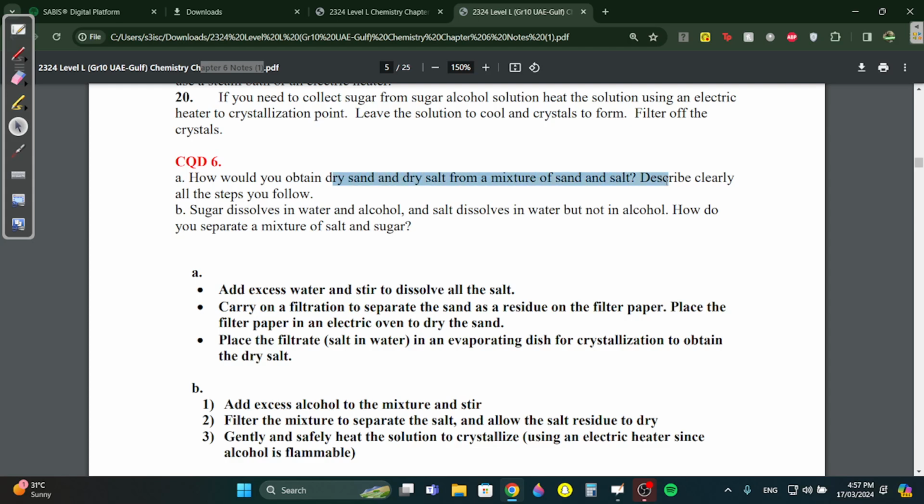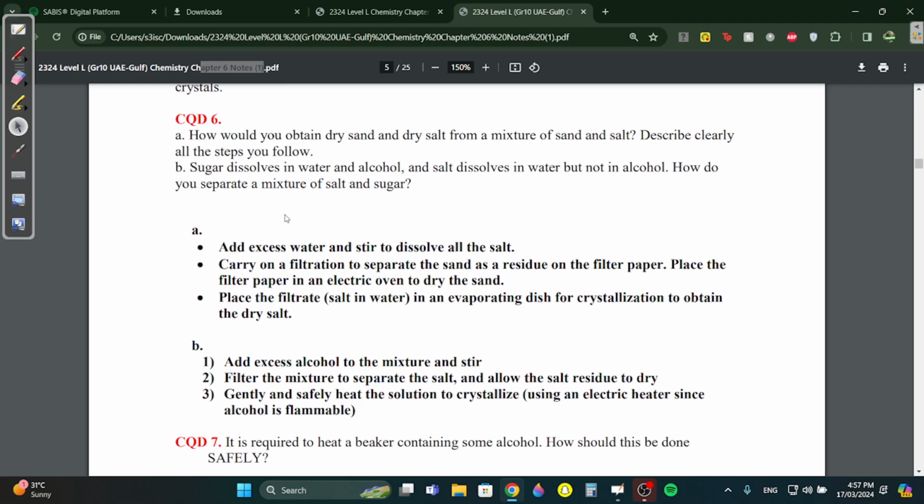How would you obtain dry sand from a mixture and dry salt from a mixture of salt and sand? You have to describe the process, okay? This came last year in the written. If you want to get the dry sand and dry salt from a mixture of sand and salt, so you have sand and salt mixed.